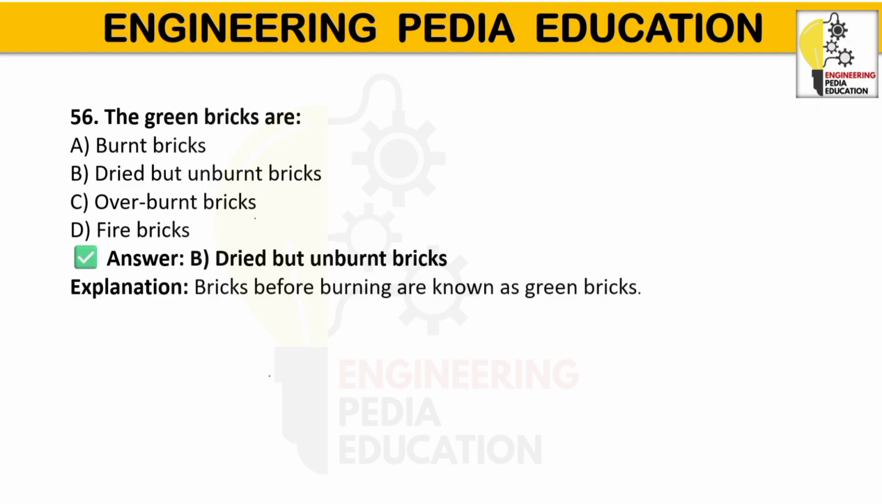Clay preparation, molding, green brick, drying, burning in kiln, finished brick. This is the manufacturing stage. Green brick is a newly molded brick that has not yet been dried or burnt. It is soft, contains moisture and is not suitable for construction until properly fired.